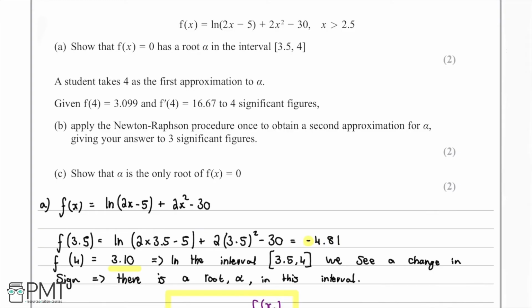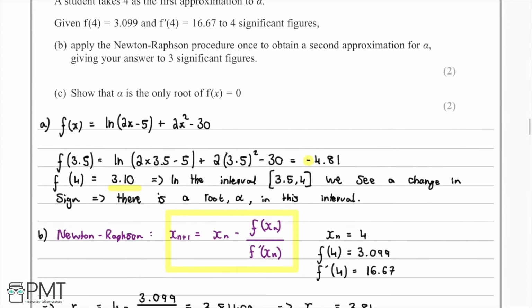So now we're going to take a look back and see where the marks were on offer. So part A, where we had to show that there was a root between 3.5 and 4, was worth 2 marks. We received our first mark for calculating f of 3.5 and f of 4. And then we received our second mark for knowing that a change in sign results in there being a root in this interval.